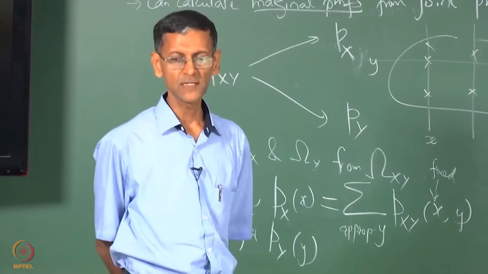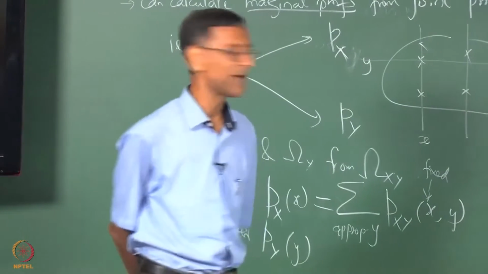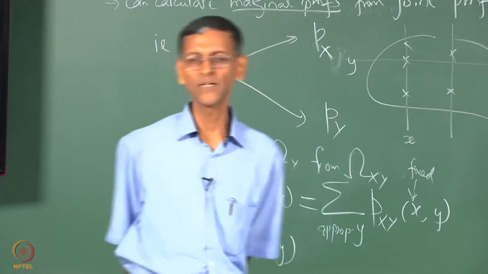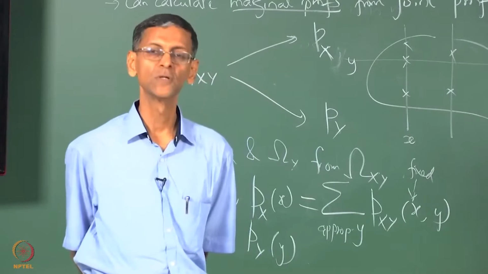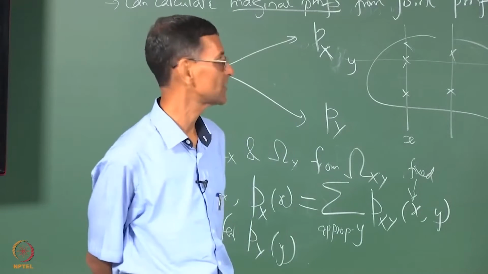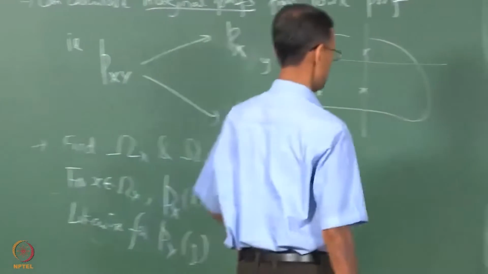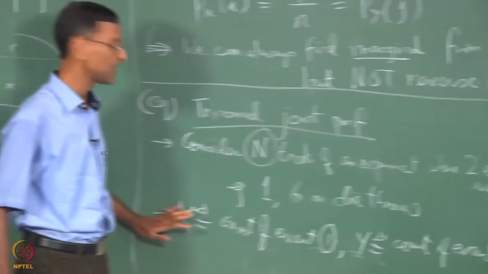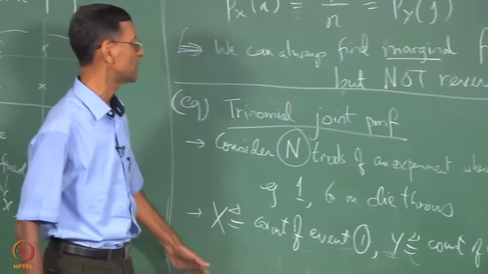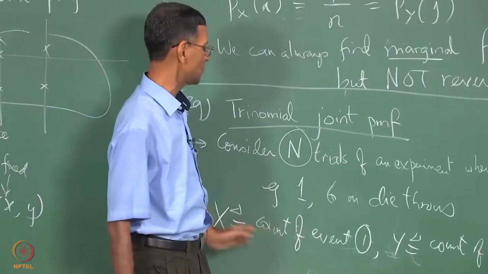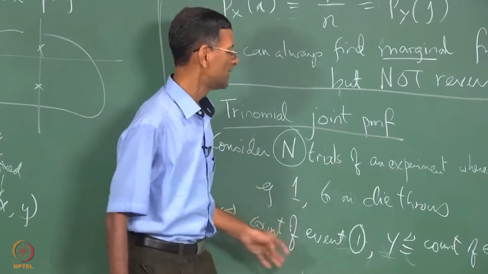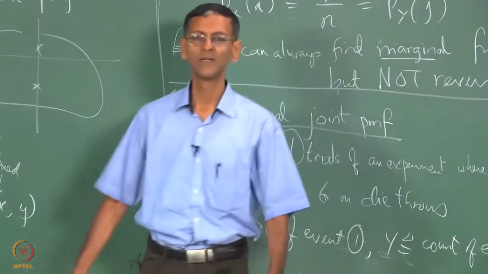Clearly the space is discrete, right? Omega x and y can only take a discrete collection of values, a countable, in fact a finite collection. I wanted to keep it as general as possible, right? For example, in this case you could say x is the number of times you see 1 and y is the number of times you see 6.